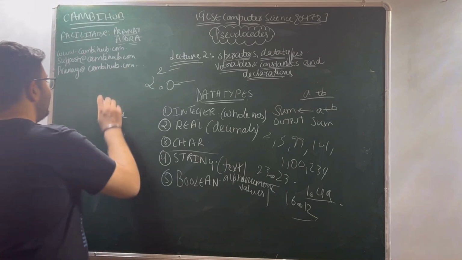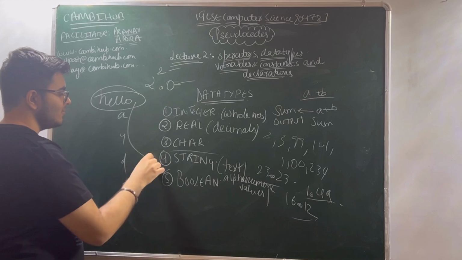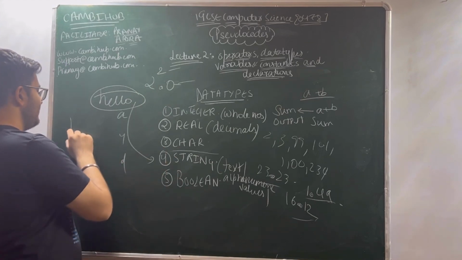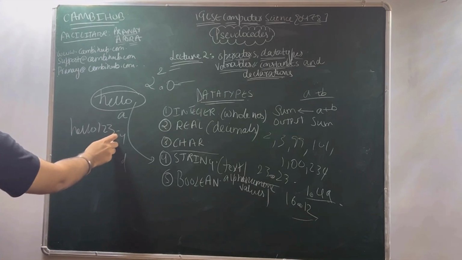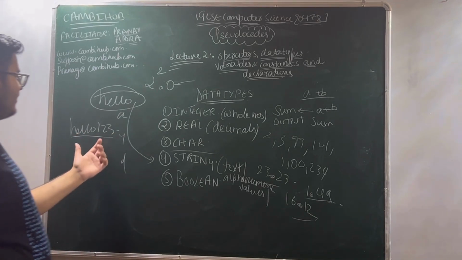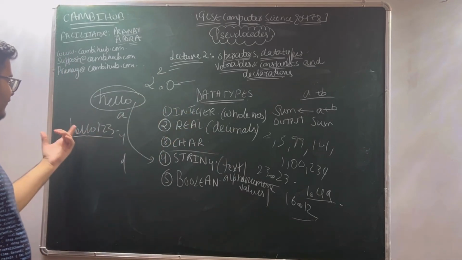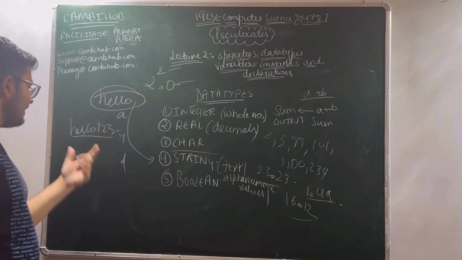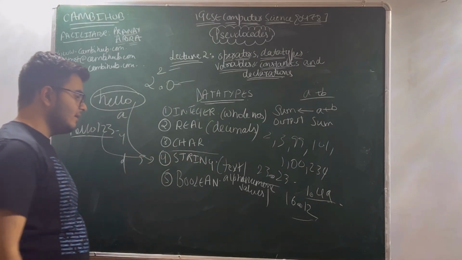So suppose I have to write hello. This is text, so I'll store it in string. Suppose I need to write hello 1, 2, 3. If I need to write this phrase, I cannot write it in integer because integer cannot store this alpha value. Alphanumeric. Where can I store this? I can store this in the string data type.